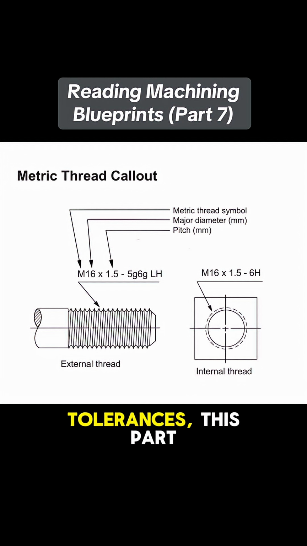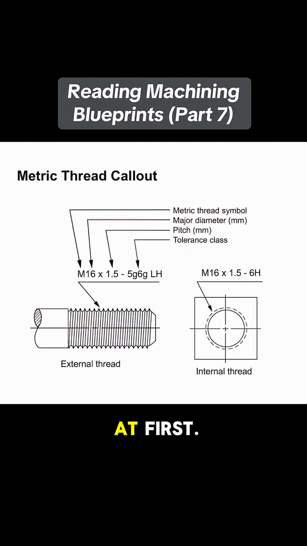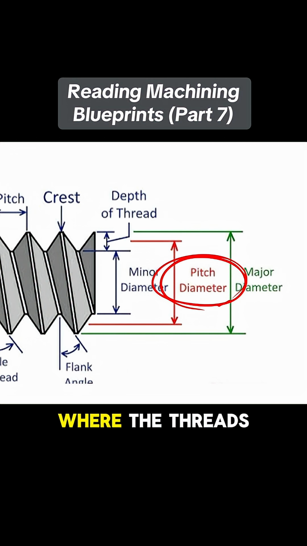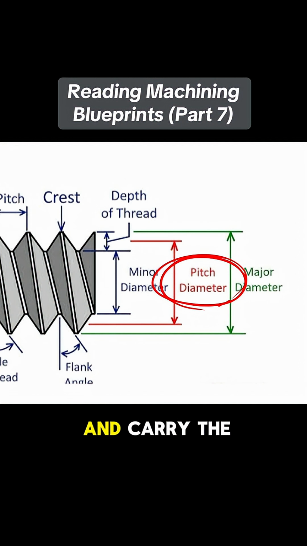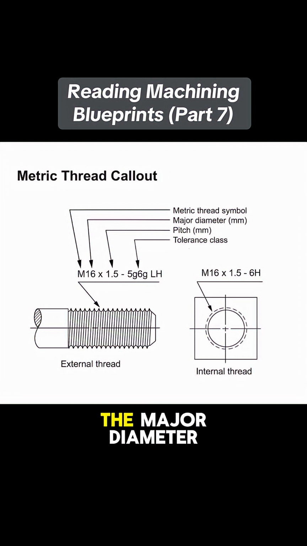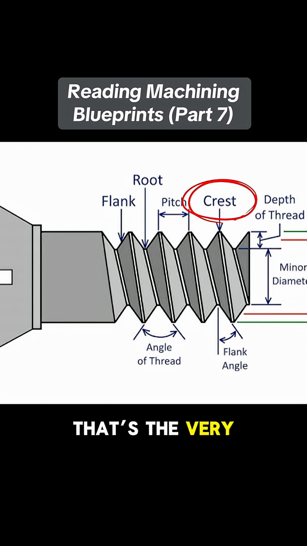Now let's talk tolerances. This part can look confusing at first. In 5G, 6G, we actually have two tolerances. 5G is for the pitch diameter. That's the imaginary cylinder where the threads actually make contact and carry the load. 6G is for the major diameter, or the crest. That's the very top of the threads.